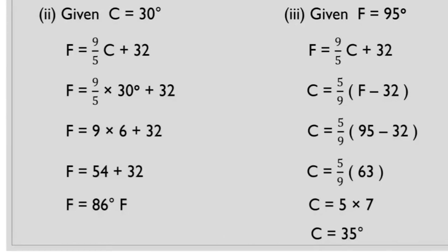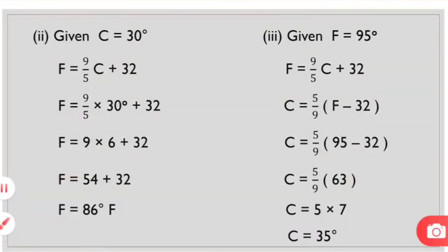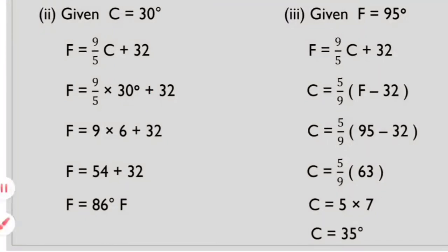Next, question number 2 of 8 is given that if the temperature in Celsius is 30 degree, find the temperature in Fahrenheit. Here Celsius is already given as 30 degrees, so we will insert that in the equation and find out what will be the Fahrenheit degrees. F equal to 9 upon 5 C plus 32. This is the equation given. Now we insert the value of C as 30 degrees, so we will get F equal to 9 upon 5 into 30 degree plus 32.